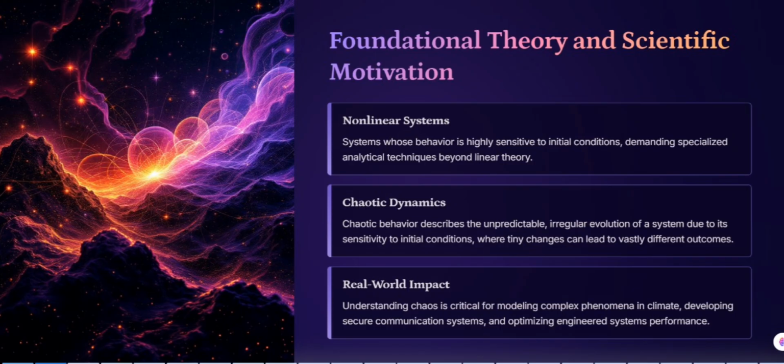We all know this already, but let me just brief it for you. Chaotic behavior describes the unpredictable, irregular evolution of a system due to its sensitivity to initial conditions, where tiny changes can lead to vastly different outcomes. And understanding chaos is really critical for modeling complex phenomena in climate, developing secure communication systems, and optimizing engineered systems' performance.